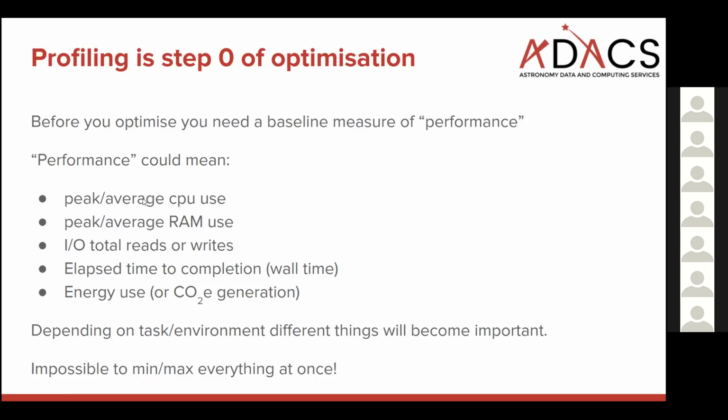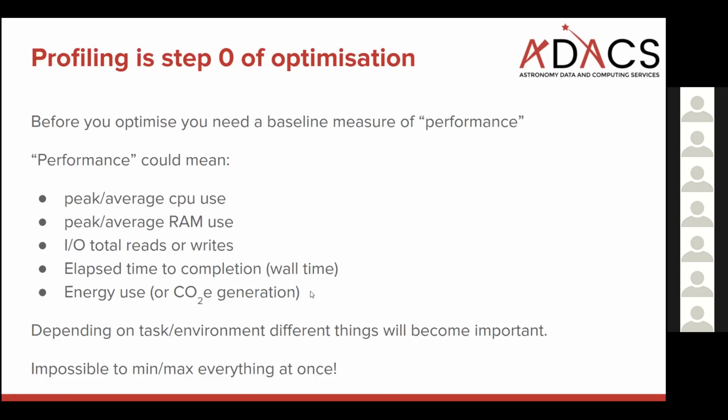And so ultimately, what you need to do is, within those constraints, figure out how you can make best use of the CPU to get your job done within the required time. As I said before, it's impossible to min-max everything at once. And so we're going to have to make choices about which of these things we're going to measure, and also which we're going to optimize.